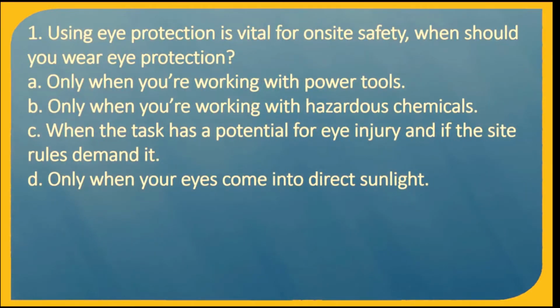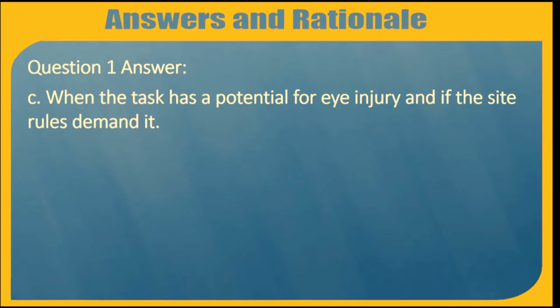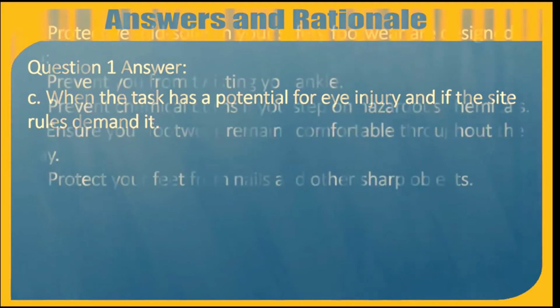Question 1. Using eye protection is vital for on-site safety. When should you wear eye protection? A. Only when you're working with power tools. B. Only when you're working with hazardous chemicals. C. When the task has a potential for eye injury and if the site rules demand it. D. Only when your eyes come into direct sunlight. Question 1 Answer: C. When the task has a potential for eye injury and if the site rules demand it.